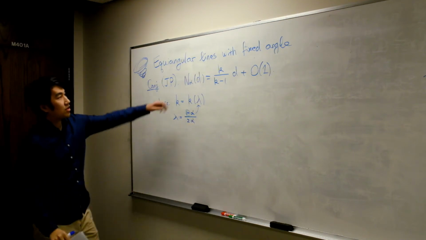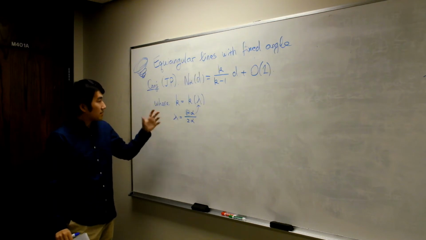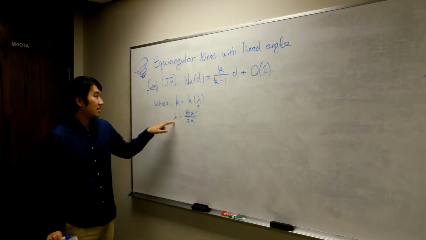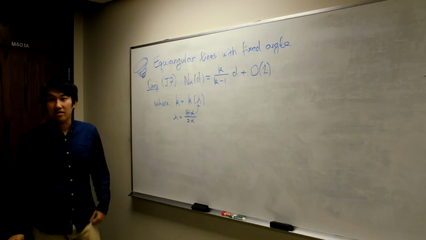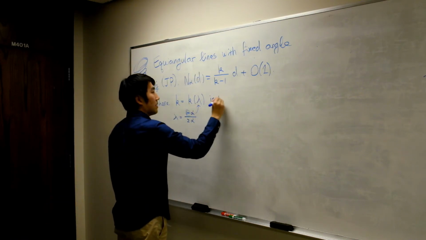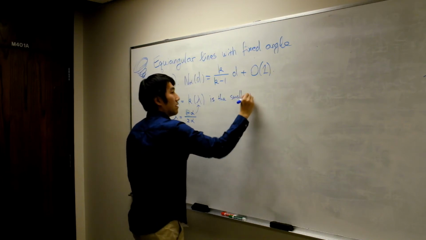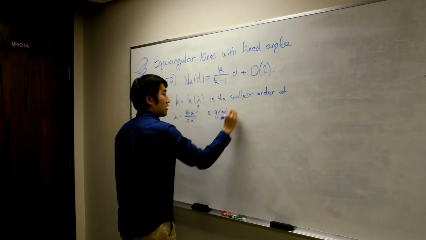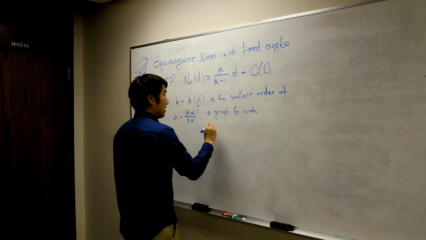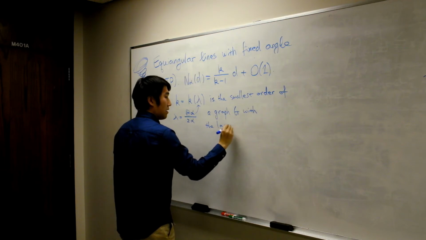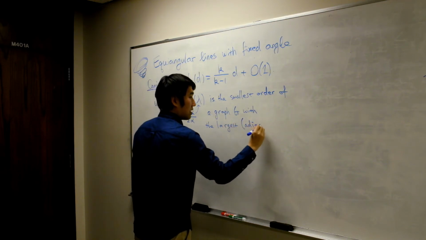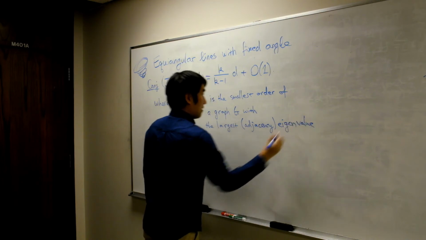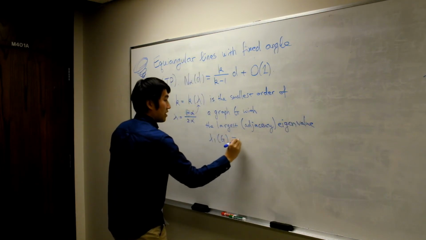It just turns out that parameterizing the problem by alpha is not so essential. You can actually parameterize the problem by this lambda, which is just a rational function of alpha. And k is the smallest order of a graph G with the largest adjacency eigenvalue lambda 1 of G being equal to lambda.